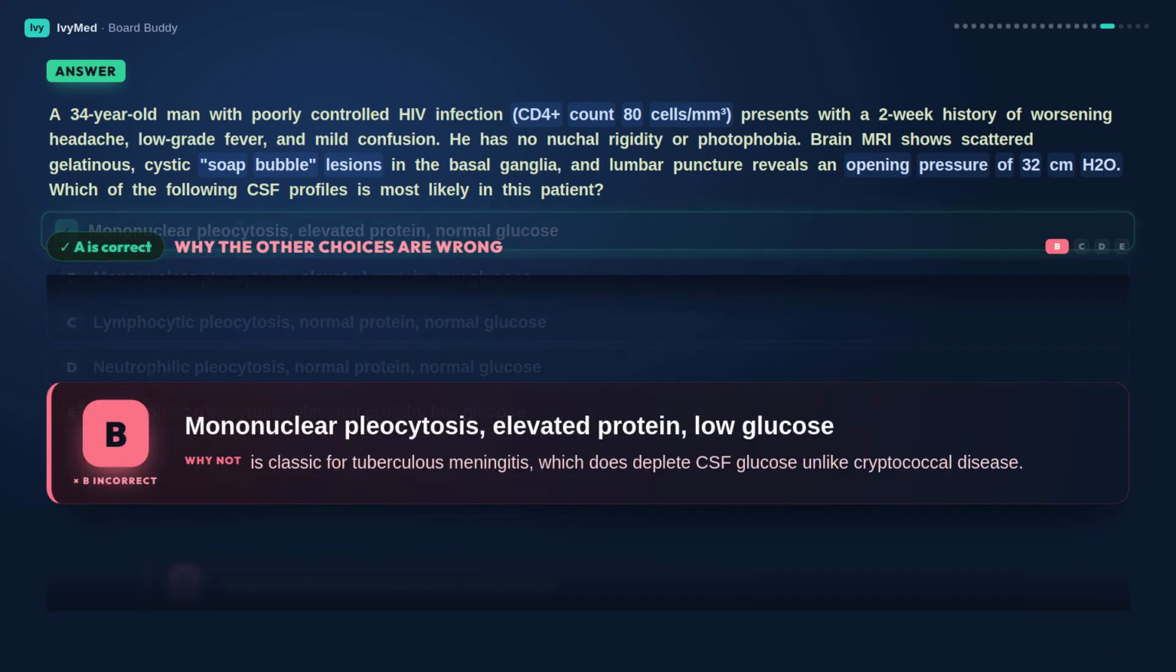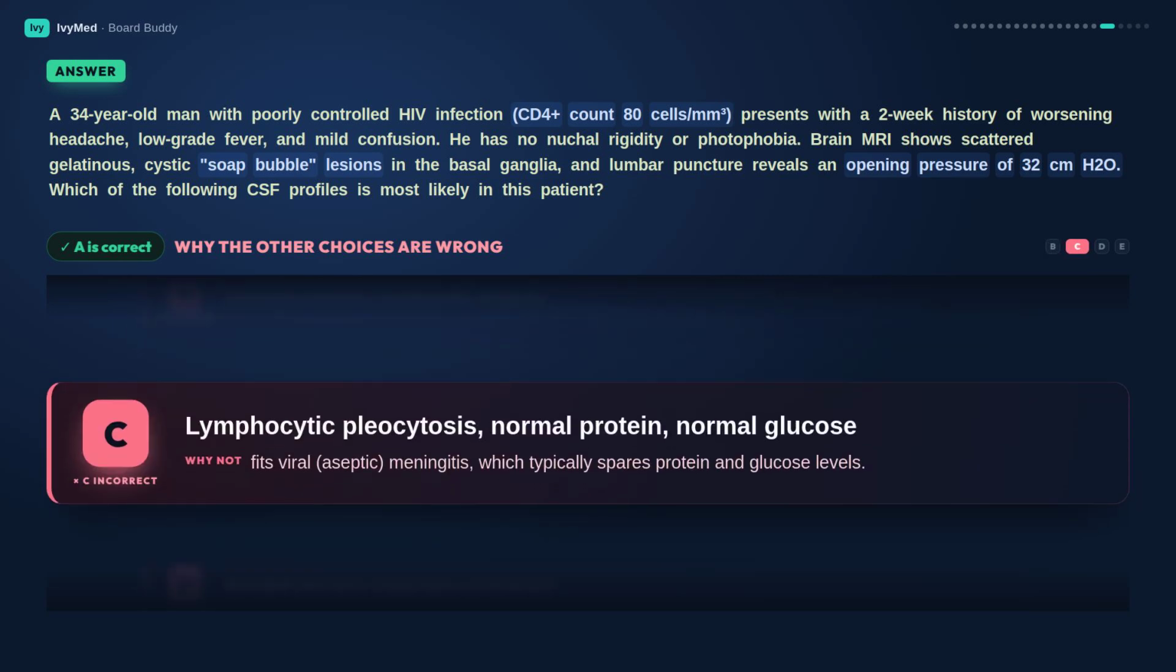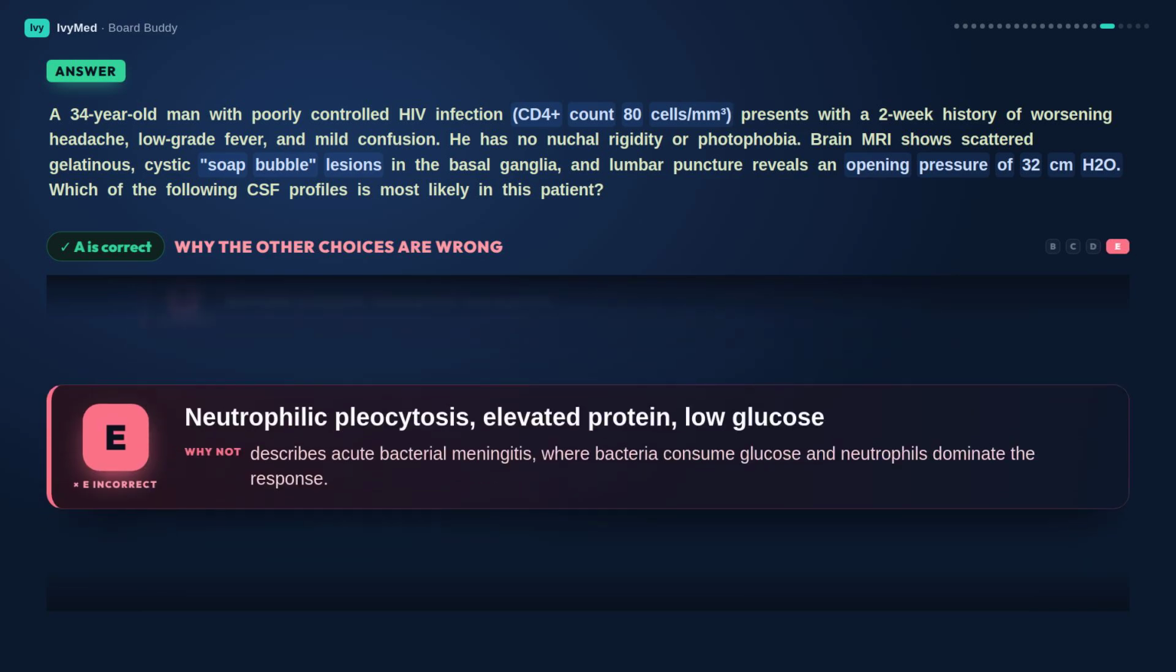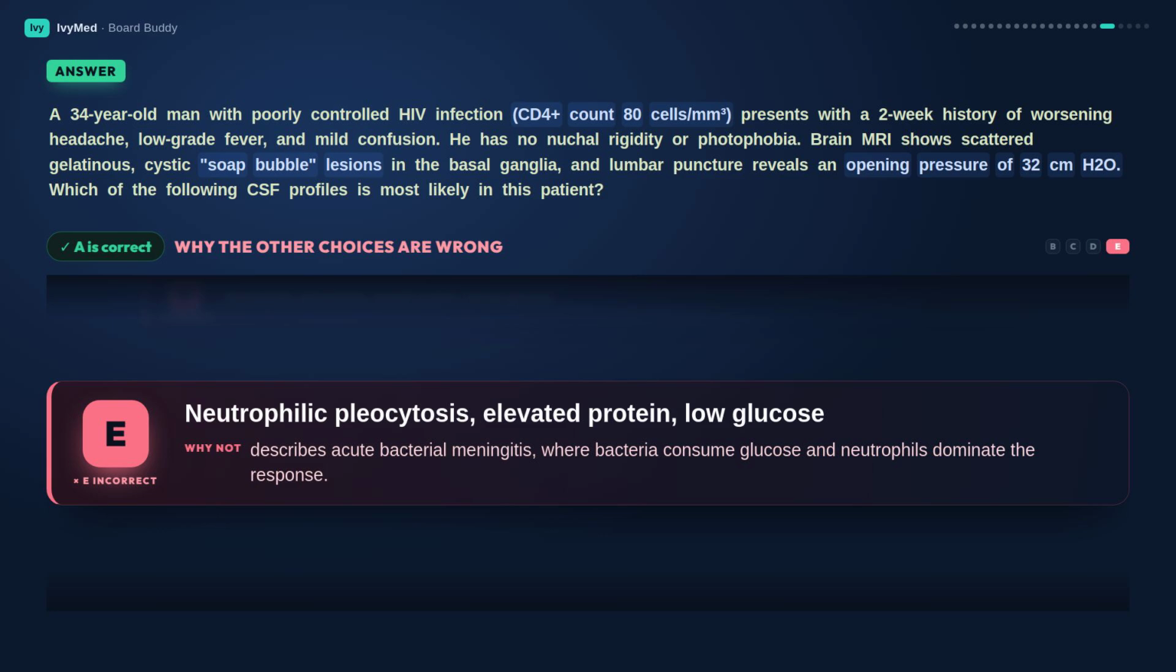Now the others. B is classic for tuberculous meningitis, which does deplete CSF glucose unlike cryptococcal disease. C fits viral aseptic meningitis, which typically spares protein and glucose levels. D would suggest a very early or partially treated bacterial infection, not the chronic cryptococcal picture described here. E describes acute bacterial meningitis, where bacteria consume glucose and neutrophils dominate the response.